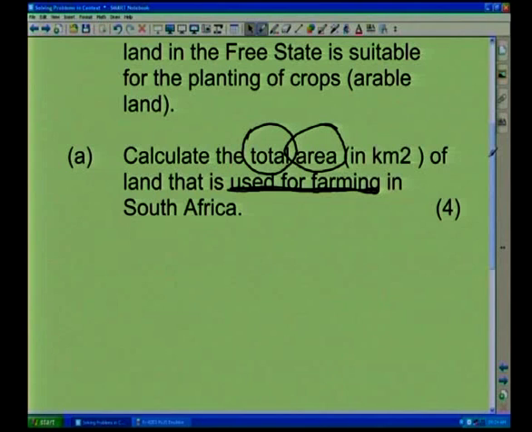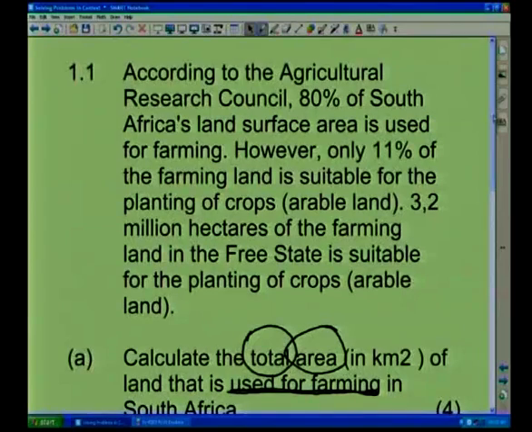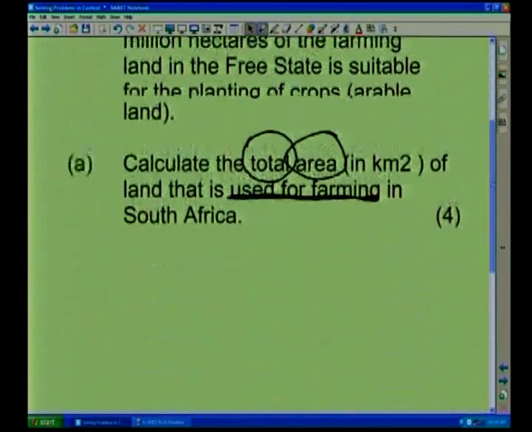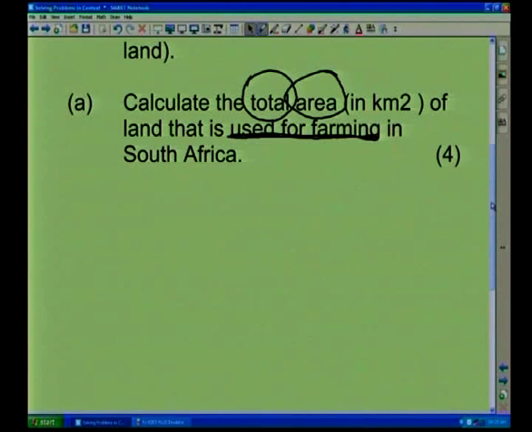Right, let's go back and look at the question now, because that was only part of what they wanted. They told us we need the total area, but of the land that is used for farming. Well, remember in our question, we had some information. It said that 80% of South Africa's land surface is used for farming. So we want to know if the total land area has been given, and we've already worked that out, then we can say that 80% is the land that's used for farming.